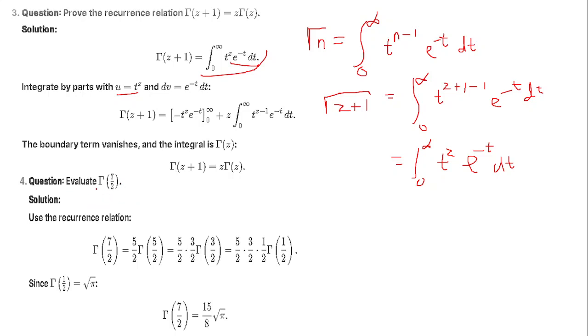Then the next one is this one. I know this one is easy for you, it's not difficult. Evaluate this using the recurrence relation. What will you do? If I ask you to do this, let me give you one simple method. 7 all over 2, always try to minus 1. Minus 1 is just like 2 divided by 2.